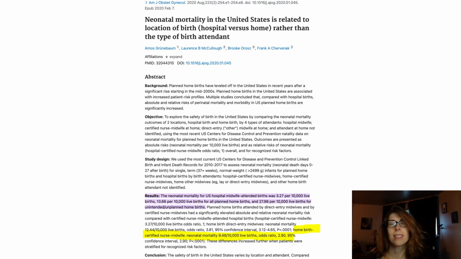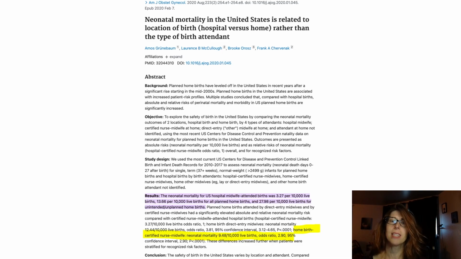The truth is that both of those statistics come from the same publication. Neonatal mortality in the United States is related to location of birth, hospital versus home, rather than the type of birth attendant. This research paper was published in the American Journal of Obstetrics and Gynecology in 2020. They are both true, but they represent 2 different pieces of the story. One statistic deals in relative risk values and the other in absolute risk values. So what does that mean?